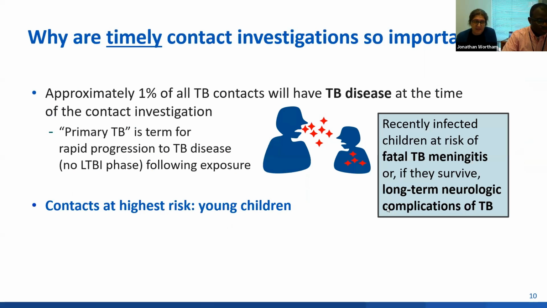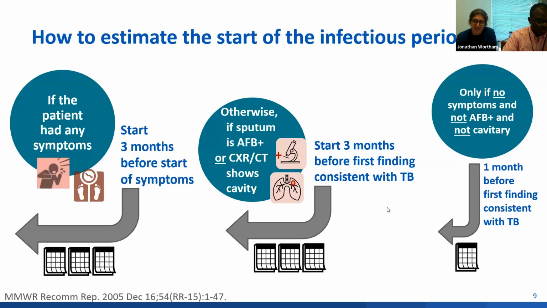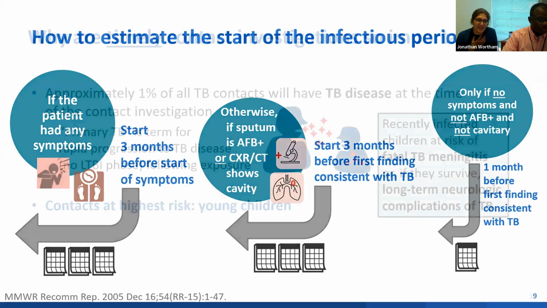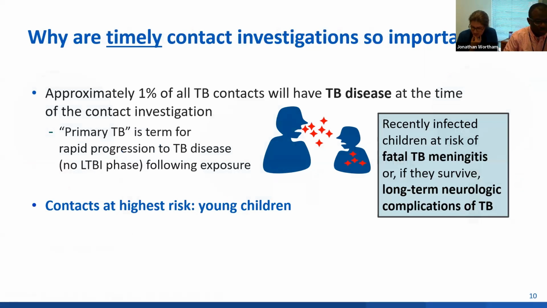And then there's 2 concepts Jonathan talked about. You want your contact investigations to be both timely and thorough. And the timeliness piece here is super important because you're not just looking for LTBI, latent TB infection, among the contacts. Some of them might very well have TB disease. And I'll let Jonathan, since he's the pediatrician, talk about why this is especially a concern with pediatric contacts.